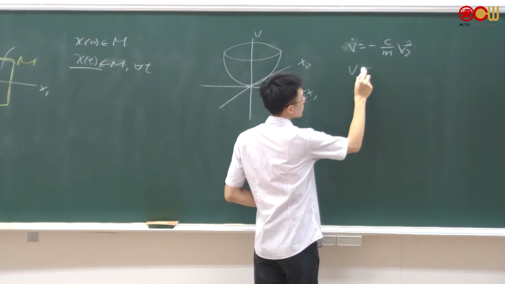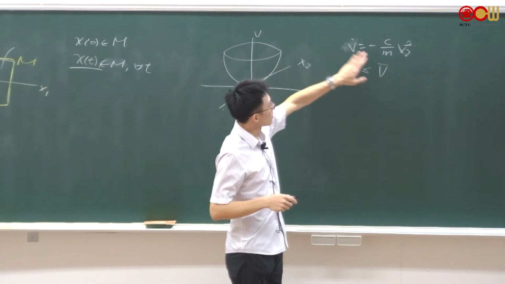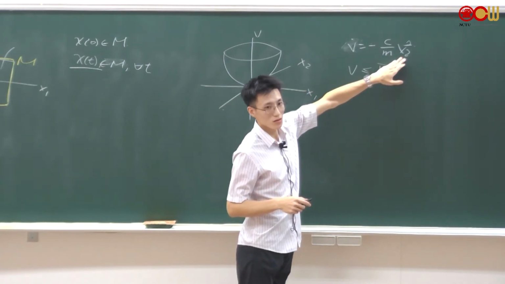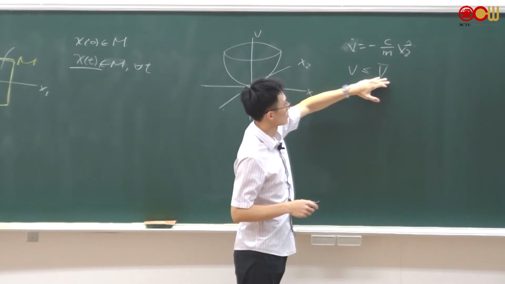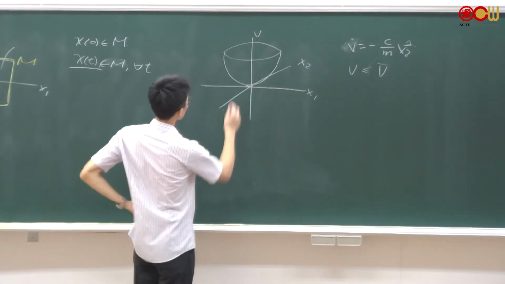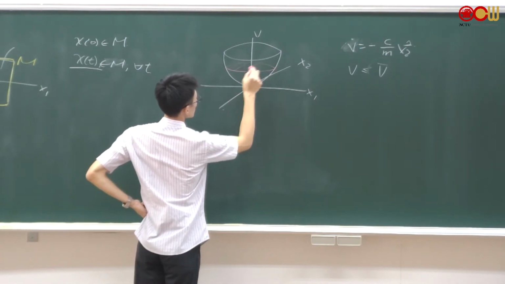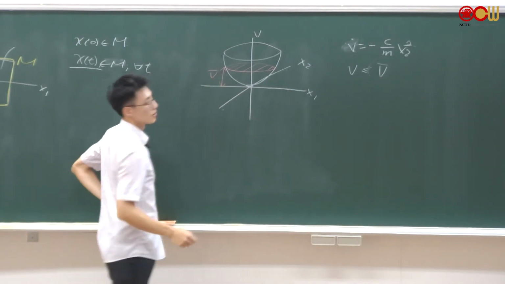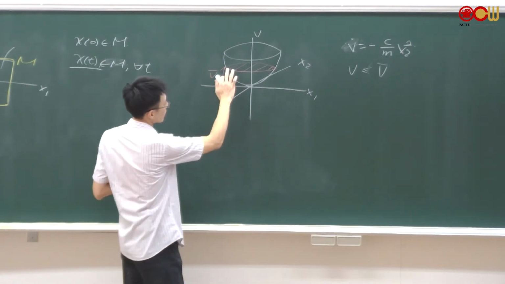V is bounded by some v bar, right? If v dot is non-positive, which means it's negative or 0, which implies v will never increase, or never be greater than some upper bound v bar. So v bar could be the intersection of this, because of this condition, okay? It never increases, so v cannot be greater than this level.